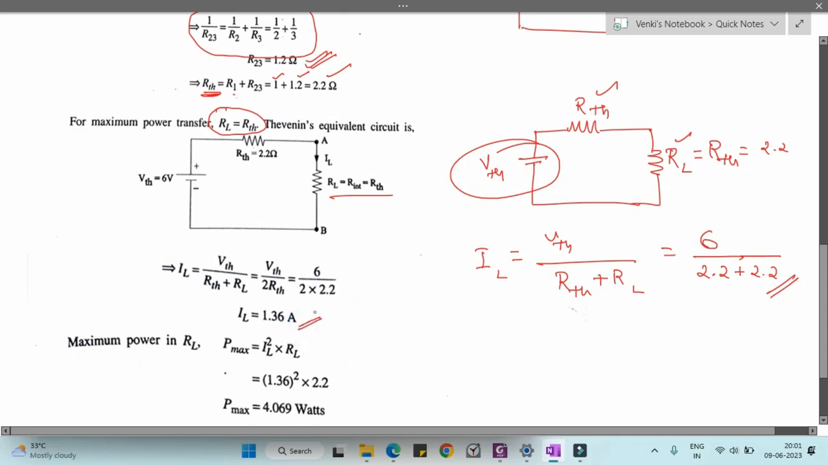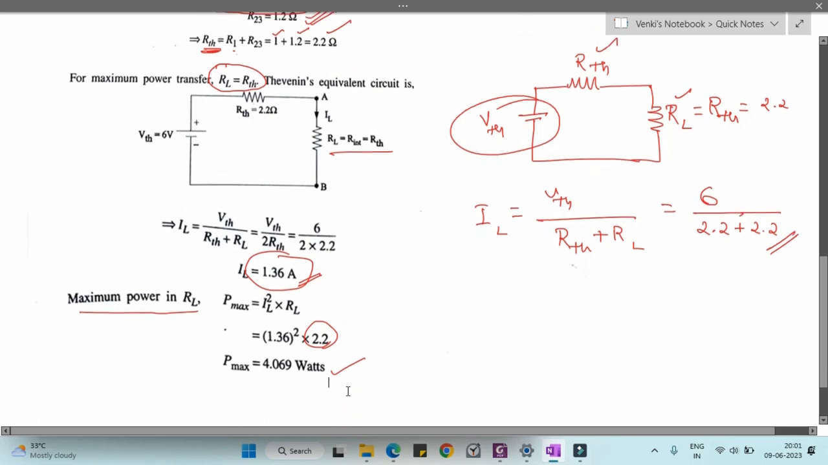So we have calculated the IL value. What is the final thing that we need to calculate? That is the maximum power at RL. The formula is P maximum is equal to I square R. Here I is IL and R is RL. We substitute the IL value and the RL value: IL is 1.36 and RL is 2.2. If you simplify this, we will get the power, which is 4.069 watts. That's it.